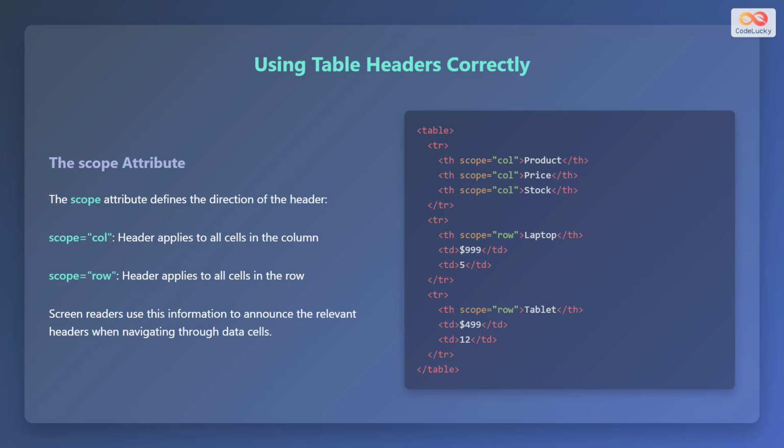Here's an example demonstrating the use of the scope attribute. The table headers use the scope attribute to define whether they apply to the entire column or row, helping screen readers to correctly interpret and announce the context of each data cell.